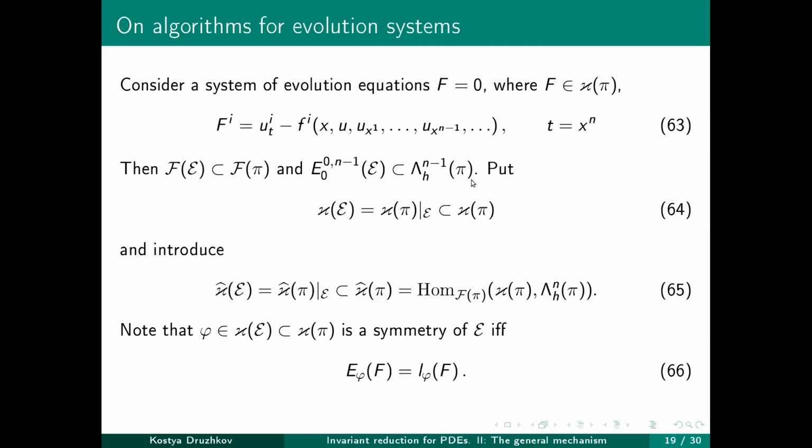And the same story holds for forms, for elements on the zero page, zero and minus one forms. Let us denote by kappa epsilon the restriction of this kappa pi to epsilon, and introduce the dense adjoint module. So we introduce kappa pi with hat as the module of homomorphisms from kappa to horizontal forms, and we restrict it to epsilon. Note that phi is a symmetry if and only if we have formula 66.